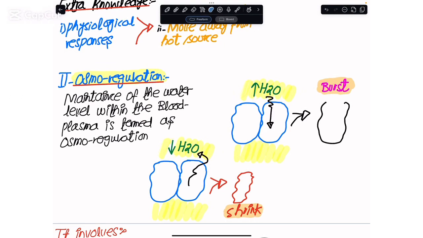Okay, class. So now we are back with another important aspect of homeostasis, and here we would be talking about osmoregulation. What we mean by osmoregulation is that we try to maintain the level of the water that we have within the blood plasma. This is termed as osmoregulation.